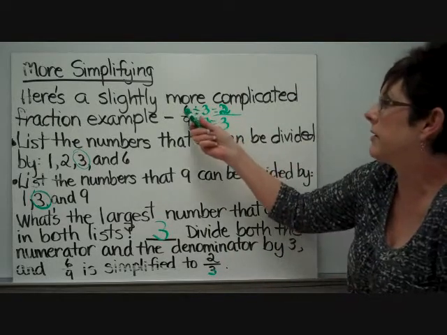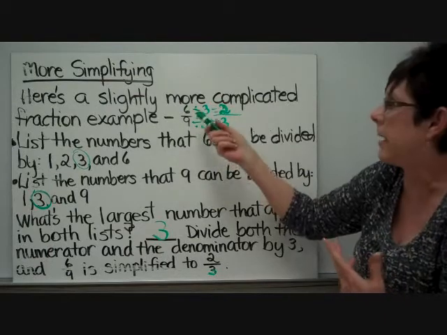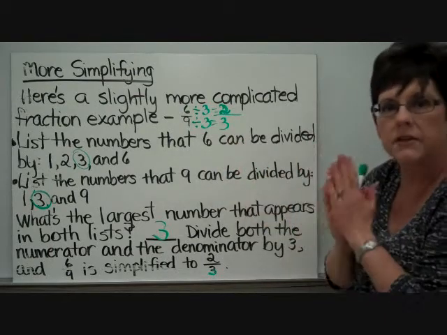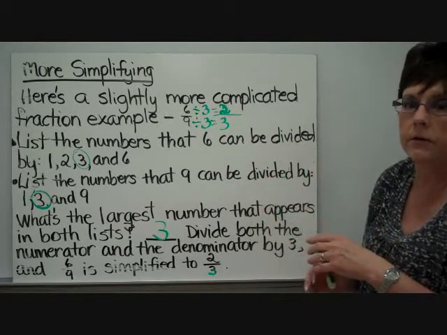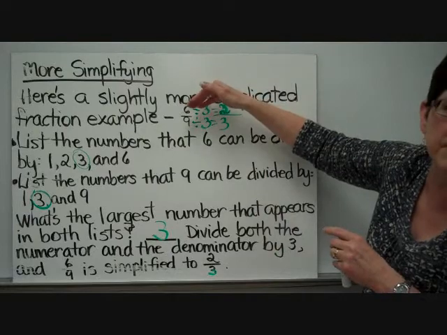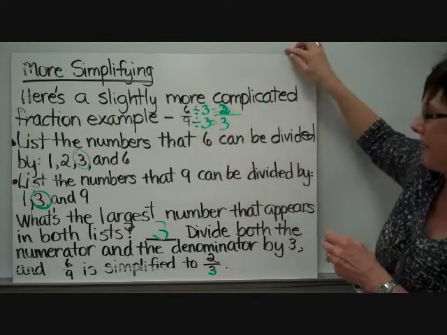Remember that you have to treat the top number, the numerator, and the denominator, the bottom number, the same. You must divide it by the same number for it to come out mathematically correct. You can't choose a different number for the top and then a different one for the bottom.